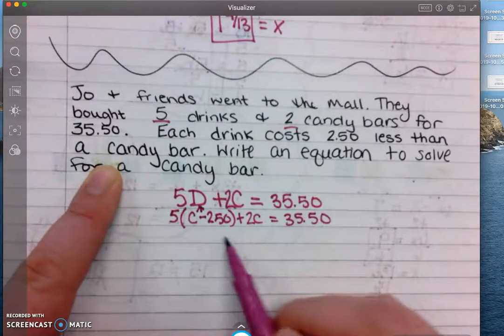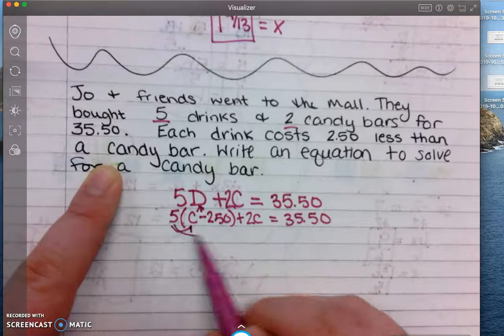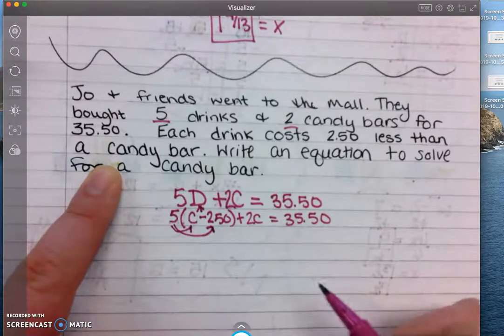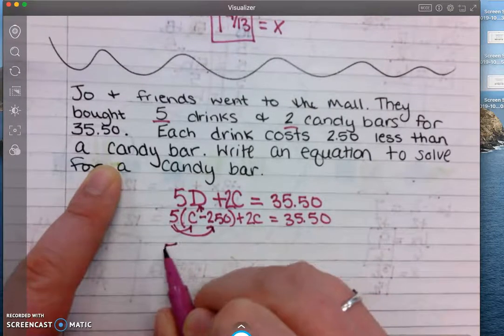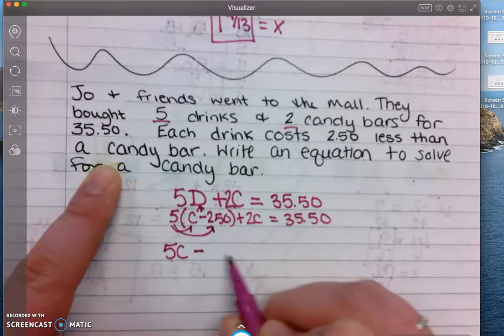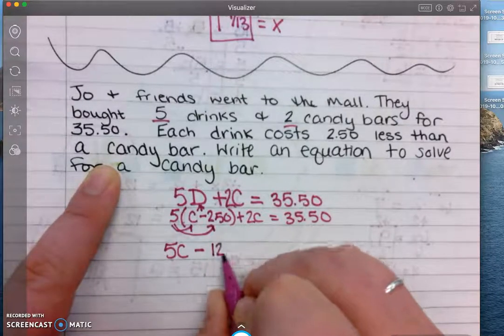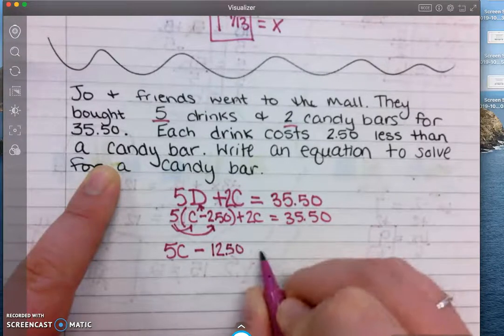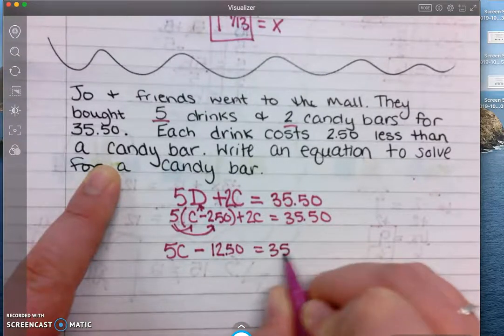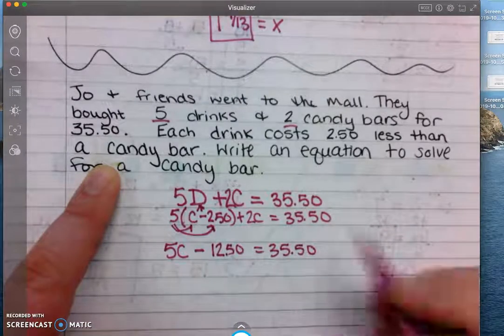I would now distribute this in here. What's 5 times C? 5C. And then minus 5 times 2.50. Is that 12.50? I think so. Yeah. Minus 12.50 equals 35.50. What am I forgetting here?